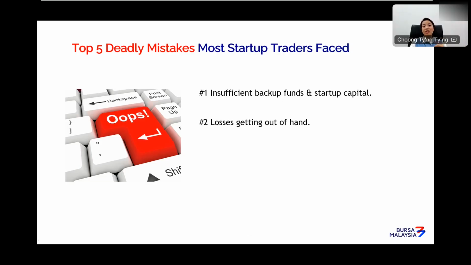Now, the second deadly mistake is you allow your losses to get out of hand, meaning you don't do your risk management, you don't cut loss, etc. And when you allow your losses to get out of hand, this is going to take up the majority of your capital. Your remaining capital doesn't help you to sustain in the market. So the first two are the top deadly mistakes many startup traders face. So please avoid falling into these categories. I would say that more than 90% couldn't survive through 3 months as full-time traders. If you can survive after 6 months, that is considered a minority.